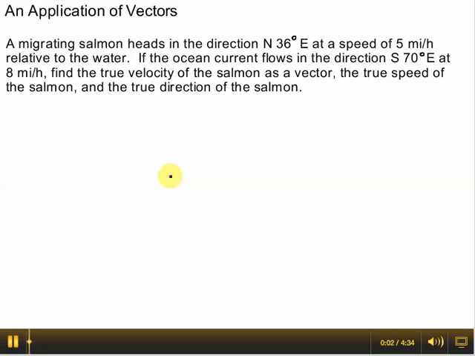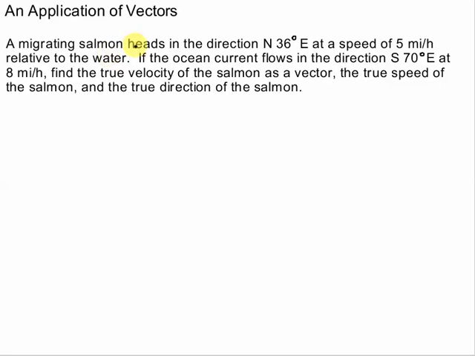Okay, we're going to look at an application of vectors here where we have a salmon swimming in water that has a current, and we need to find the true velocity of the salmon, meaning we need to figure the vector of the salmon taking into account how the salmon swims in the water and then the effect that the water current has on the salmon as well.